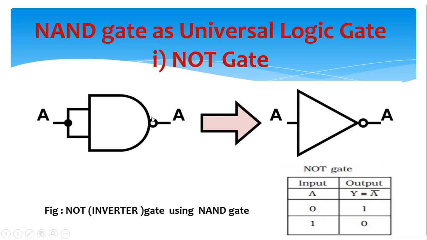The output of NAND gate generates the output as NOT gate. It gives the truth table that is equivalent to NOT gate. That means when A equal to 0, then the output Y is equal to 1, and when A equal to 1, then it produces the output Y equal to 0.